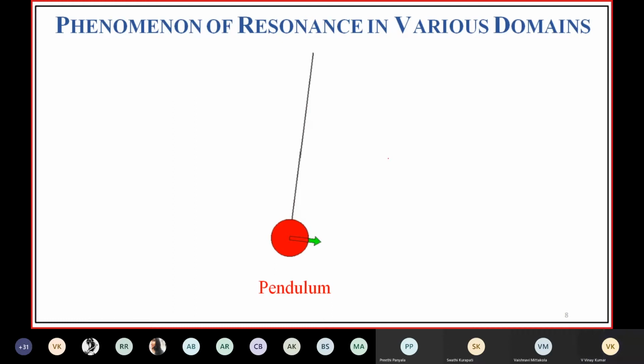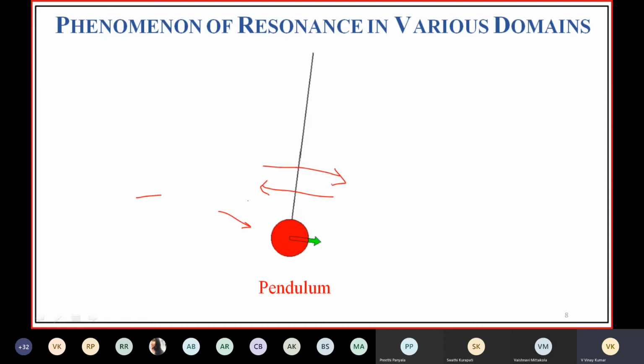Pendulum. The pendulum works on the same principle as the string. So we'll go for a pendulum example also. If we push the pendulum, giving one push to this pendulum, it moves back and forth. When you push the pendulum, it moves back and forth.